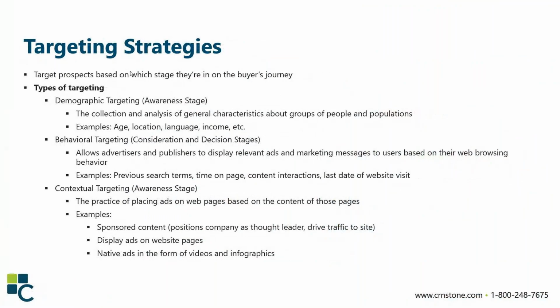Determining where your audience is in the buyer's journey allows you to establish your targets more effectively. There are three different types of targeting strategies. So there's demographic, behavioral, and contextual. Demographic targeting, I've mentioned this a couple times, is most effective during the awareness stage of the buyer's journey and focuses on general characteristics about groups of people and populations. So that would be age, location, language, income, gender, etc.